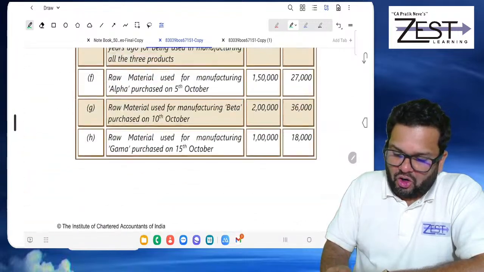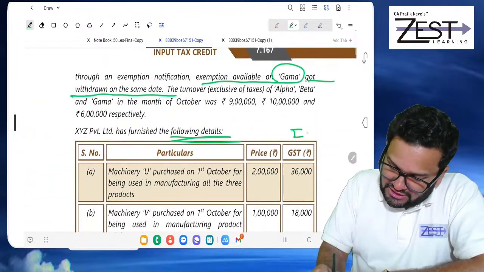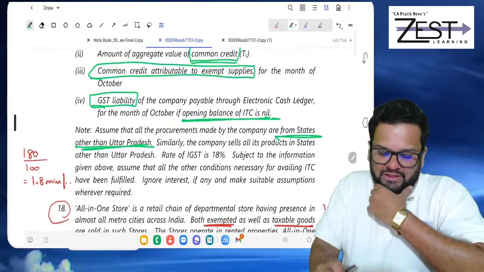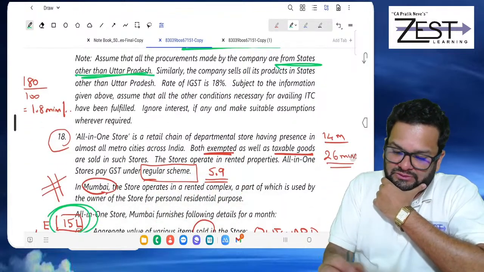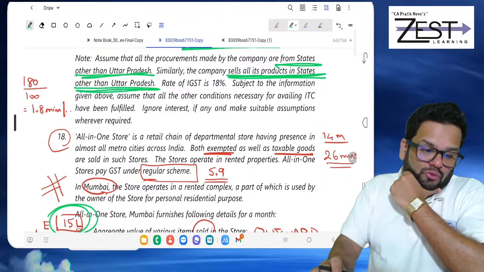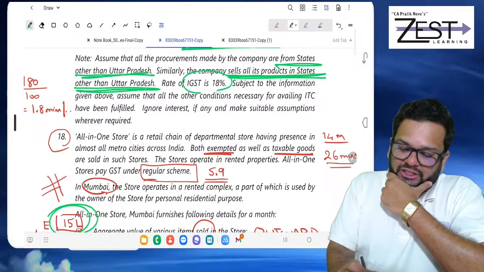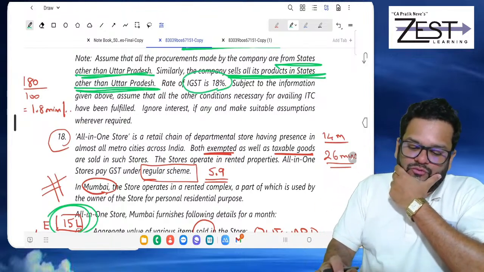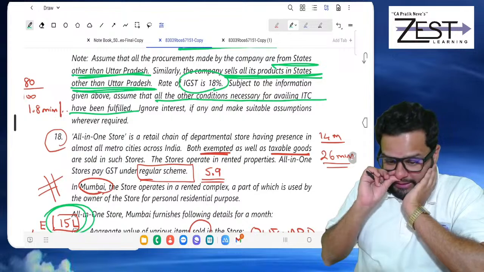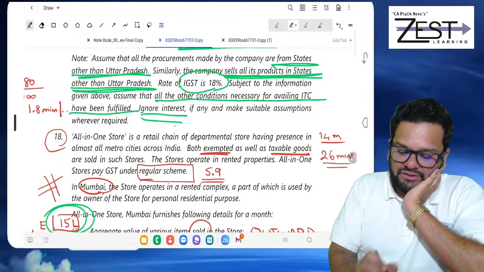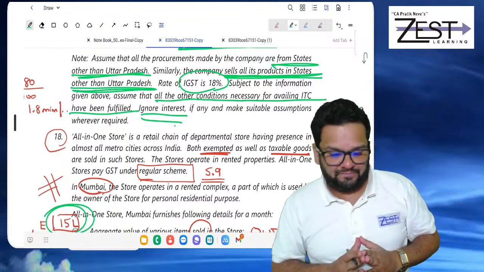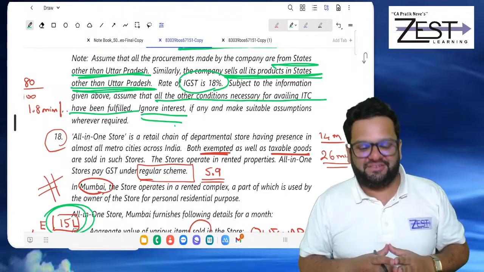So can I say all purchases you have got GST, which is IGST? Can I say that? Yes. Similarly, the company sells all its products in states other than UP. That means on outward supply you will have IGST. Rate of IGST is 18%. Subject to the information given above, assume that all other conditions necessary for availing ITC have been fulfilled. Ignore interest, if any, and make suitable assumptions wherever required. Did you all understand the question?